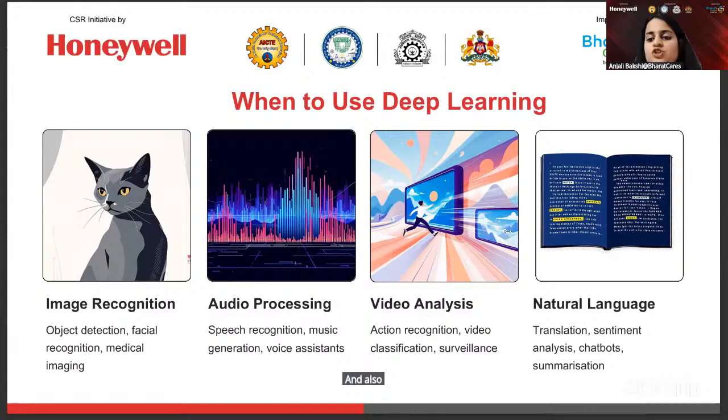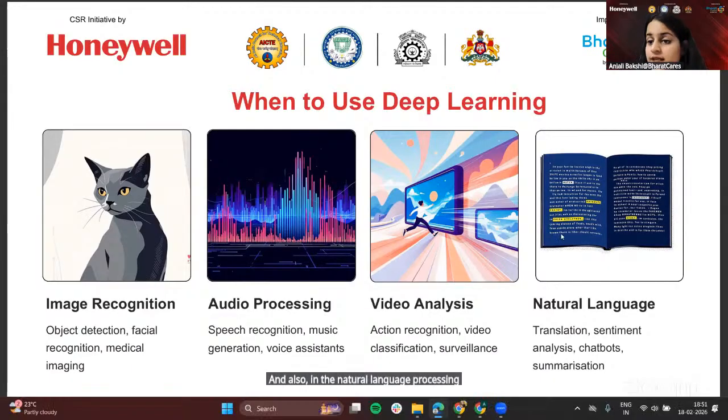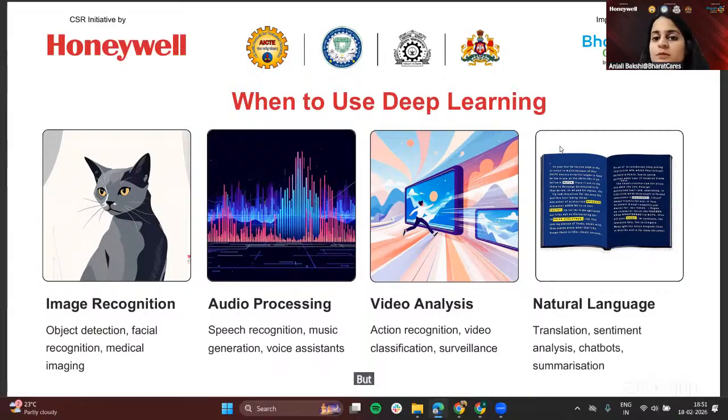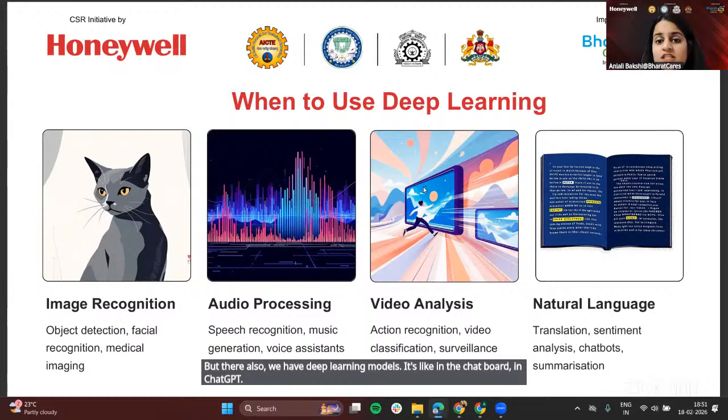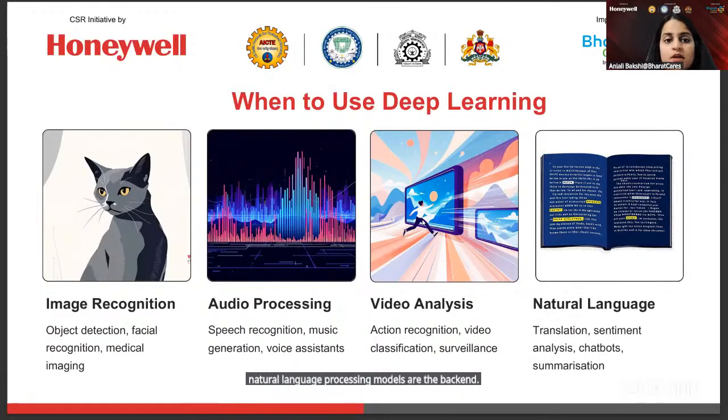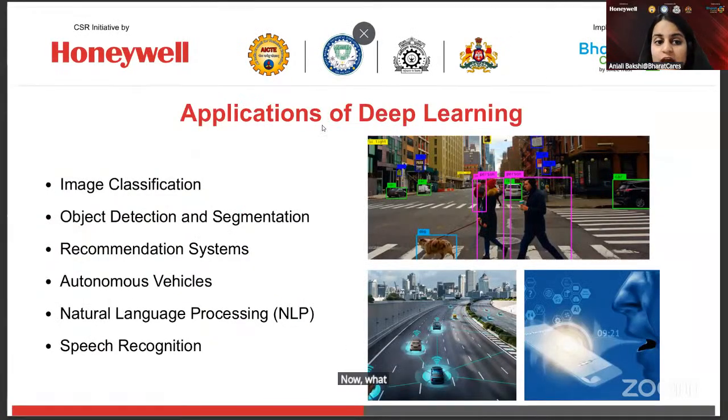And also in natural language processing. You will study this in depth in the next session. But there also we have deep learning models, like in the chatbot, in ChatGPT. So how is ChatGPT understanding our language? By natural language processing models at the backend. Now, what applications do we have of it? We can do image classification, as we did. We can do object detection. Now, how is object detection useful?